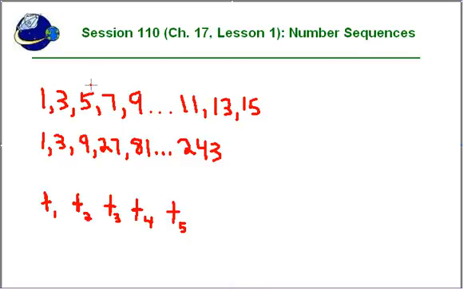Where you add the same number to each one is an arithmetic sequence. When you multiply by the same number to produce the next term, that is called a geometric sequence.